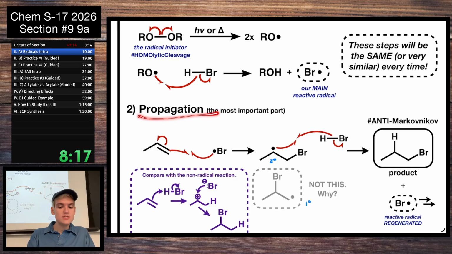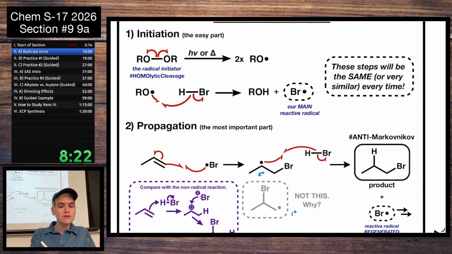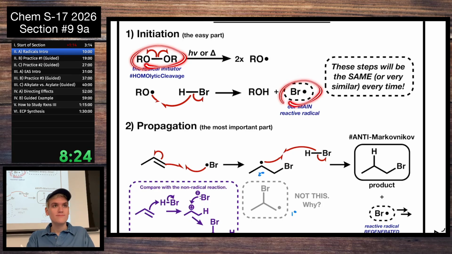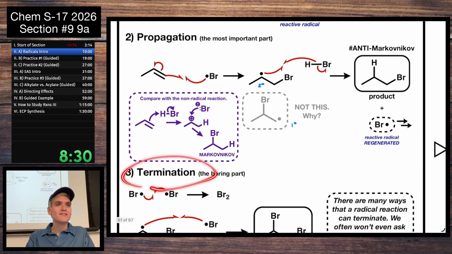So propagation, we started with a radical, we end with a radical. Initiation, we started with no radicals, we ended with a radical. Like we started getting messy, we stayed messy. And then termination is, okay, let's stop being messy, let's clean this up.